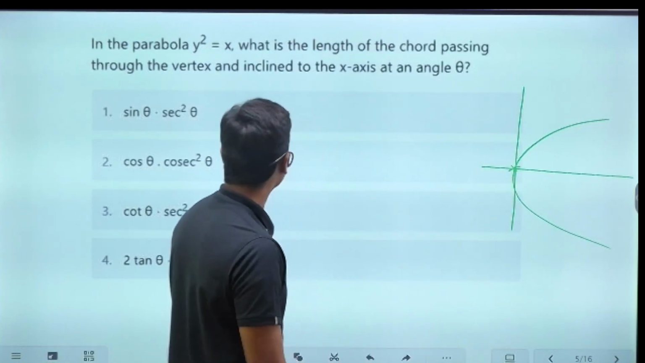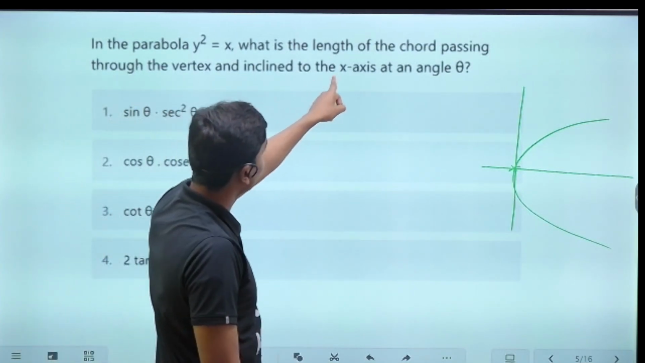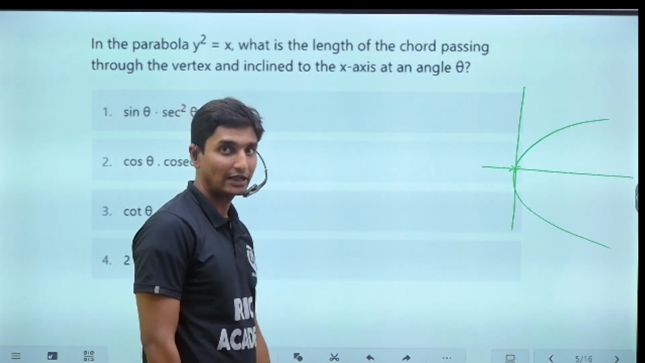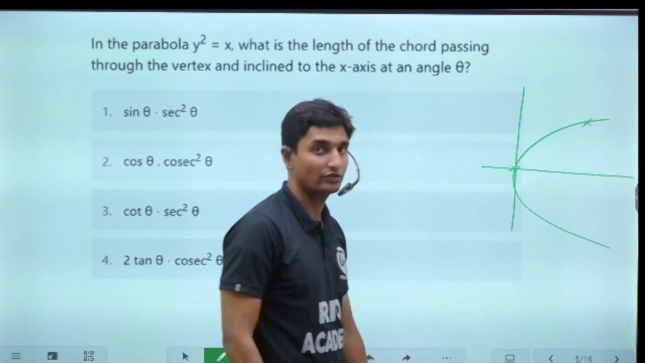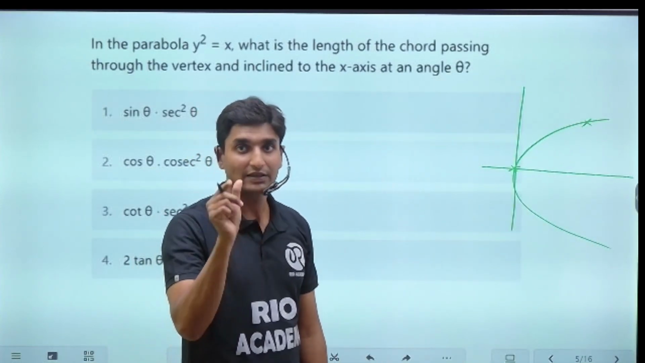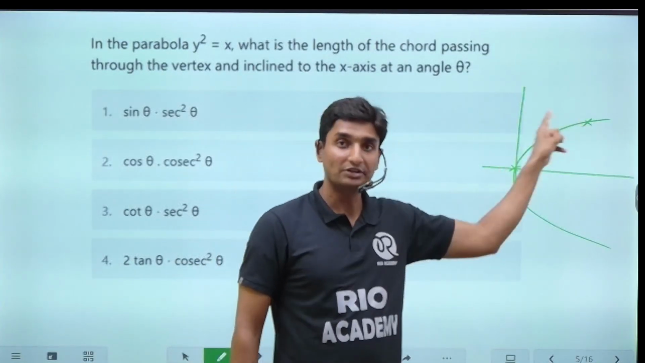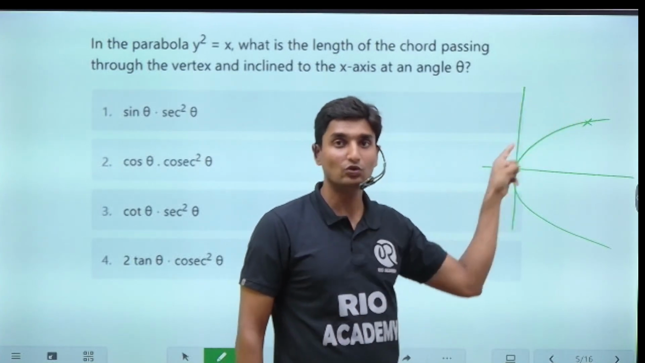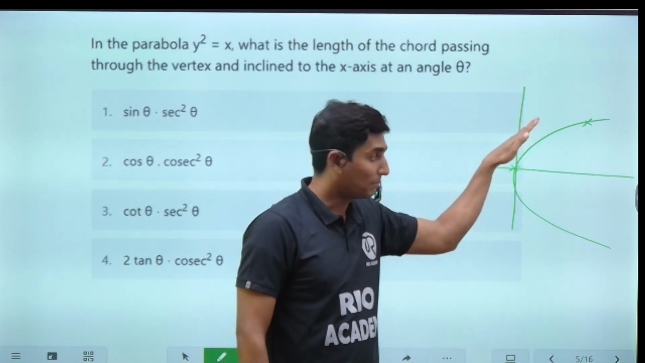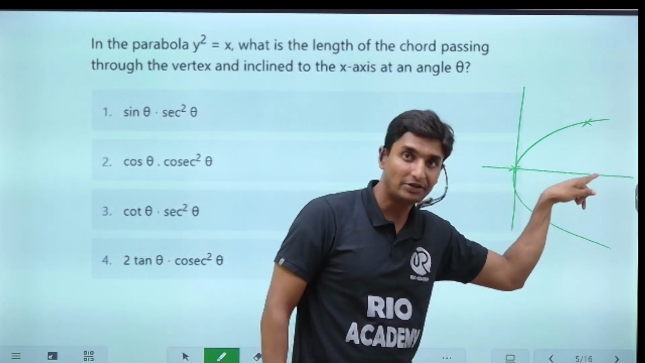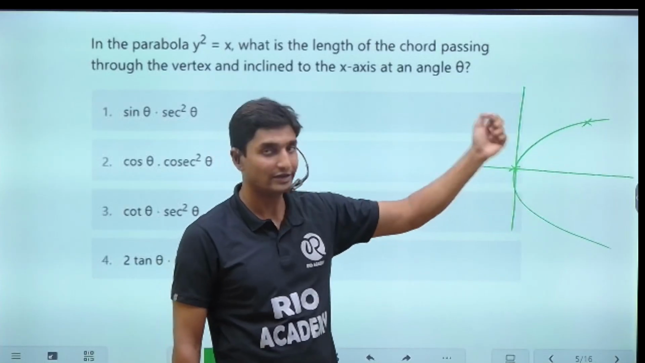Now he is saying that the chord is passing through the vertex and it is inclined to the x-axis at an angle of theta. So I am going to consider another point here, because basically a chord means any line which passes through any 2 points on the parabola, which touches any 2 points on the parabola. That is the chord. And if that same line passes through the focus and is perpendicular to the axis, such a chord is known to be what? It is known to be a latus rectum, correct?